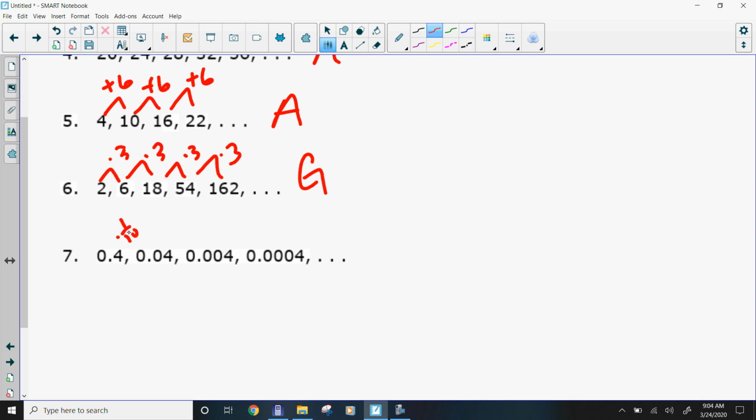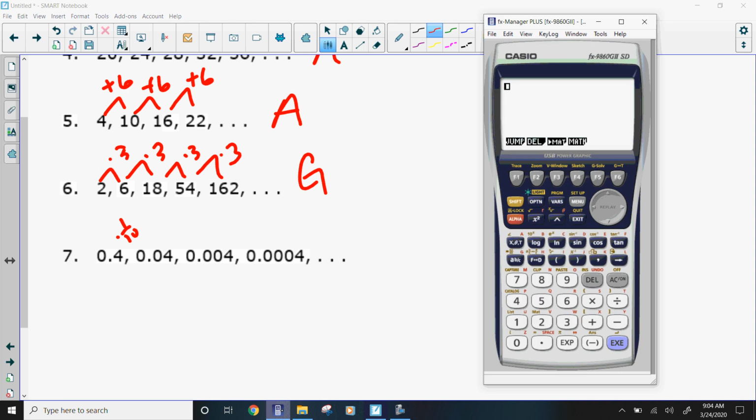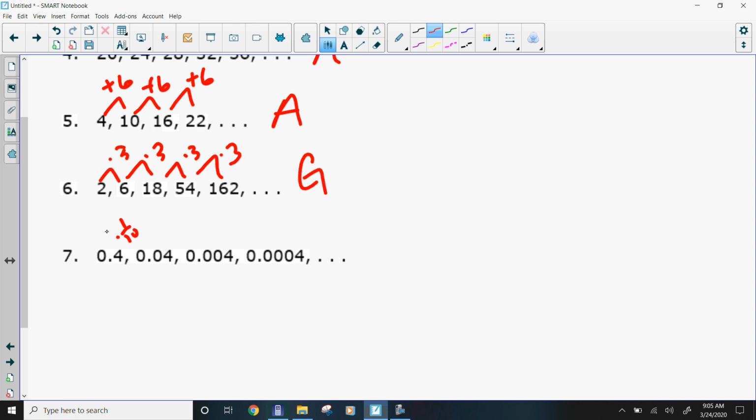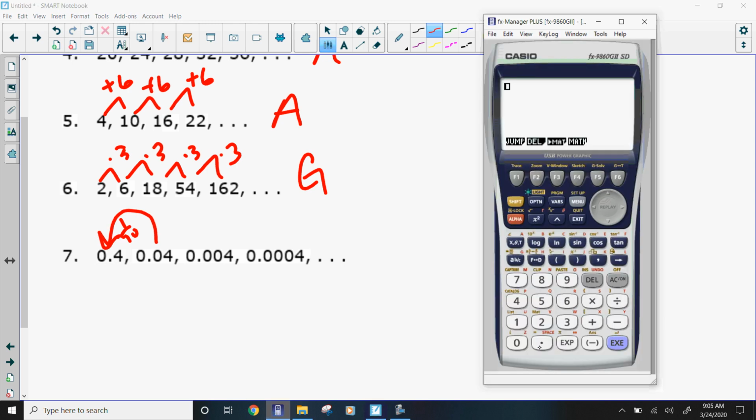Now, how is it that I'm finding these numbers? You can actually do this in the calculator. To find out what these numbers are, all you do is you take this number and divide it by this number. So I'm going to take 0.04 and divide by 0.4. When you're doing this, 0.1 is the same as 1/10, so I just use 1/10. You can use 0.1 also, it doesn't really matter.